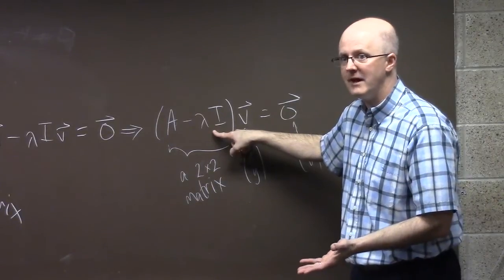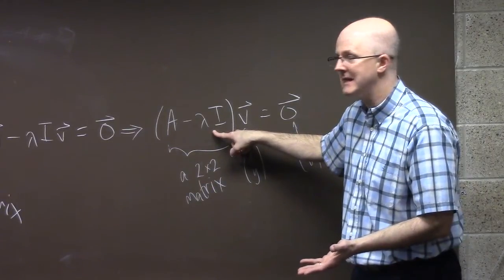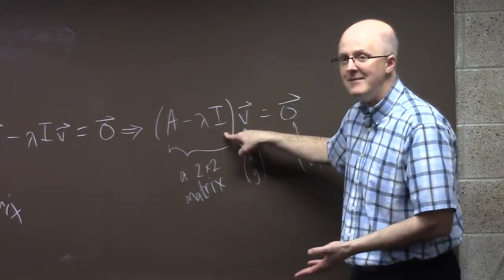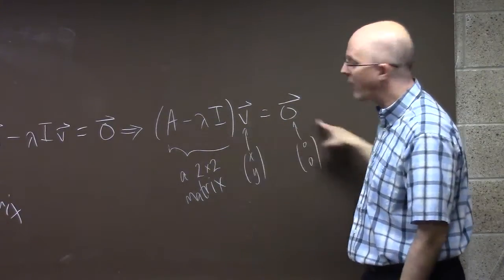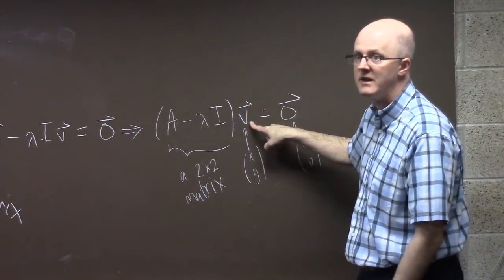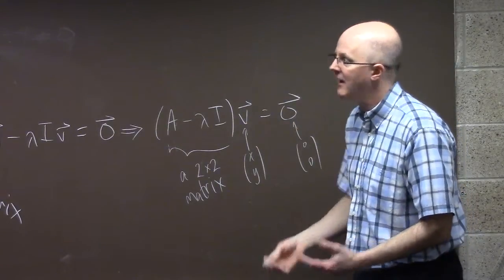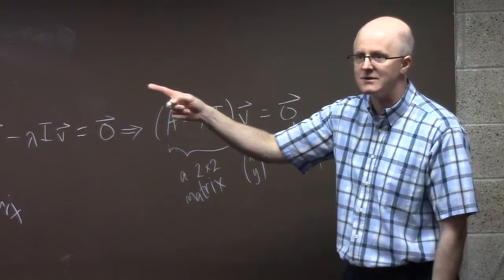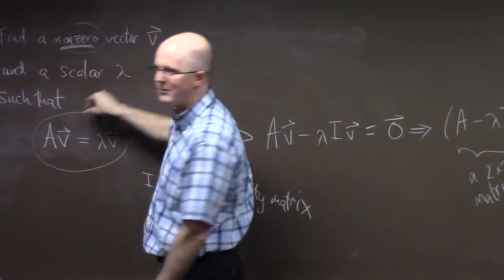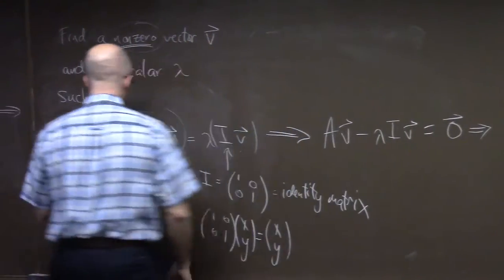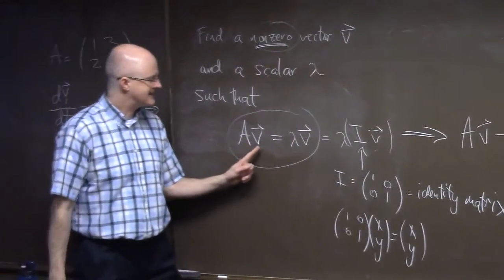If I can find those values of lambda, if they exist, then this matrix will be singular, non-invertible, its determinant will be 0, and this equation will have non-zero solutions for v, which is what I want. I'm trying to find those straight line solutions. I guess I didn't really emphasize that enough, but I'll say it again.